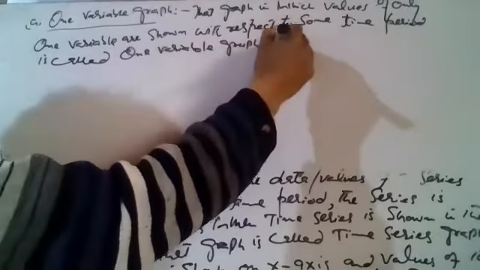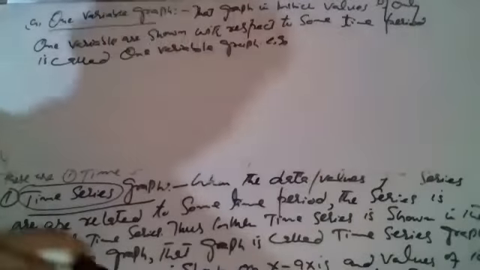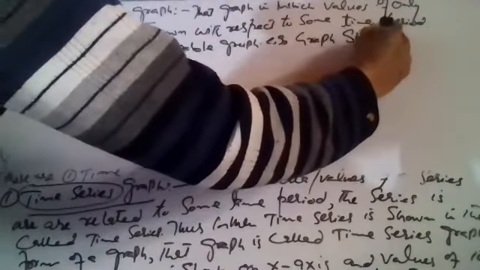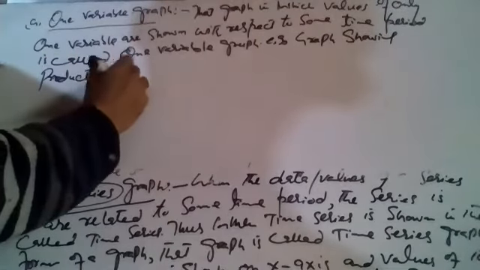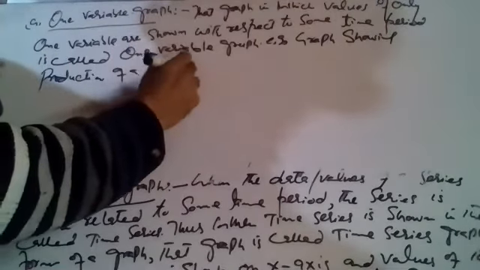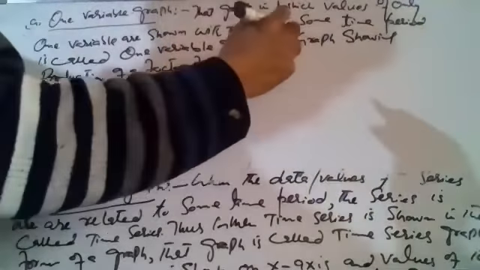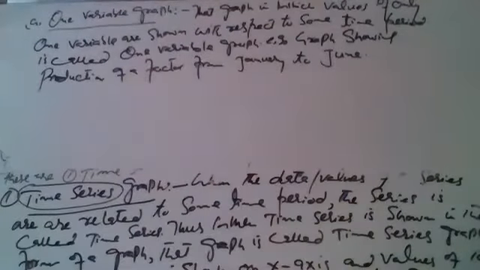For example, the graph showing production of a factory from January to June.